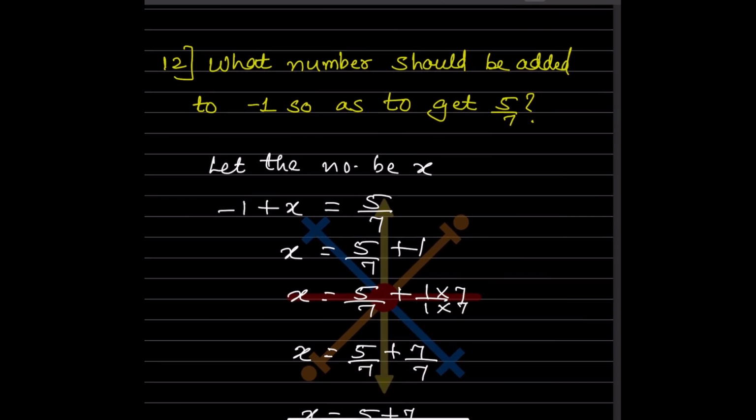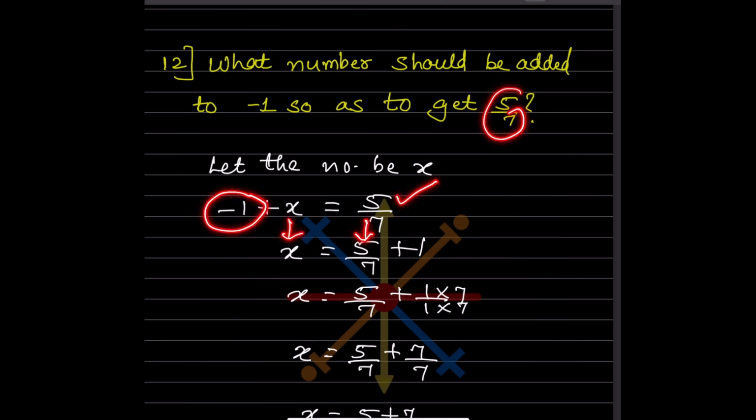Now, what number should be added to minus 1 so as to get 5 by 7? So let the number be x. So it should be added to minus 1, so minus 1 should be at the start. And what should be added? The number is x, to get 5 by 7. So it is equal to 5 by 7.